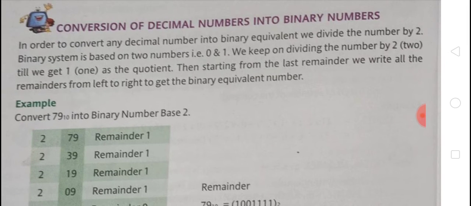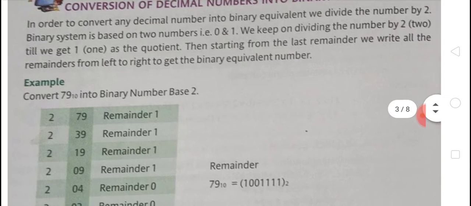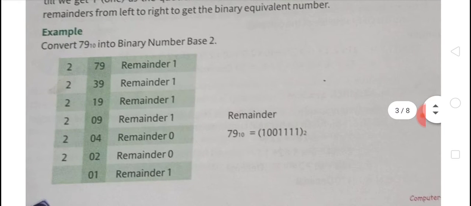Conversion of a decimal number into a binary number. In order to convert any decimal number into its binary equivalent, we divide the number by 2. The binary system is based on two numbers, 0 and 1. We keep on dividing the number by 2 till we get 1 as a quotient. Then, starting from the last remainder, we write all the remainders from left to right to get the binary equivalent number. Look here, one example is given, 79.